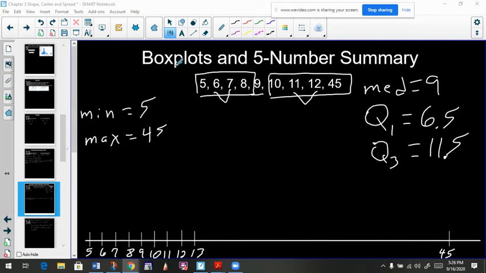So the way that I create a box plot, it doesn't matter, you can start with any of these 3. But I'm going to create a vertical line for all 3 of those. I start at the median. The median's at 9, so I create a vertical line at 9. Quartile 1's at 6.5, so I come over here to 6.5 and create a vertical line. Quartile 3 is 11.5, so I come to 11.5 and create a vertical line. I close these up to make boxes.